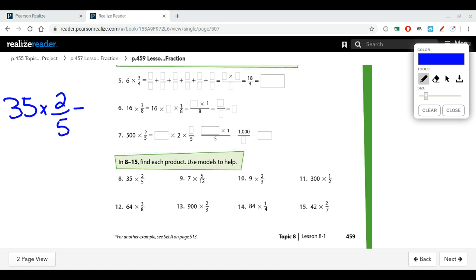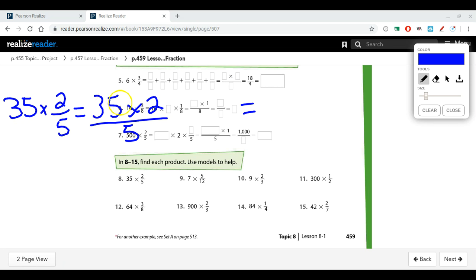So I'm not even necessarily going to look at the associative property for this problem. I'm going to go ahead and model this by rewriting this. So I'm going to rewrite it where I multiply 35 times 2. So I have 35 times 2, and I'm going to put that over 5. And so I'm going to come over here because it's clear space.